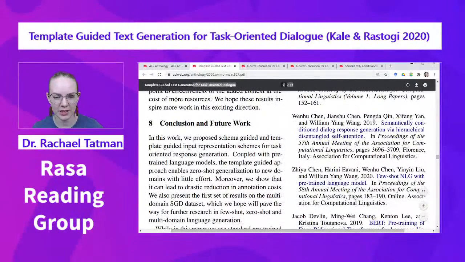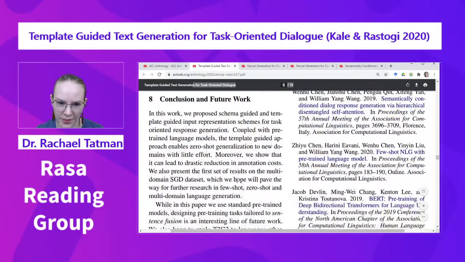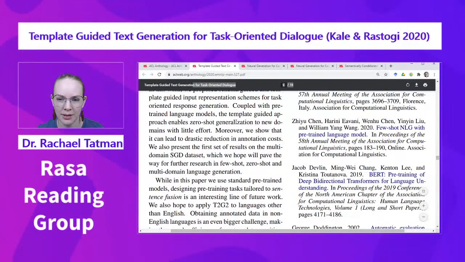Conclusion and future work. In this work, we propose schema-guided and template-guided input representation schemes for task-oriented response generation. Coupled with pre-trained language models, this template-guided approach enables zero-shot generalization to new domains with little effort. So being able to add new things for your assistant to do without changing things by hand. Moreover, we show that it can lead to drastic reduction in annotation costs. You need less data. We also present the first set of results on the multi-domain SGD dataset, which we hope will pave the way for further research in few-shot, zero-shot, and multi-domain language generation.